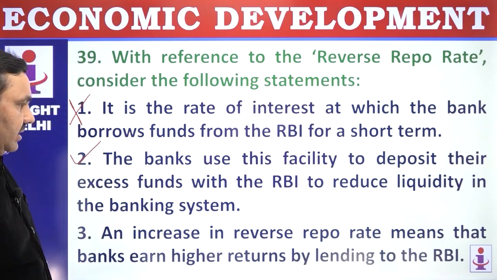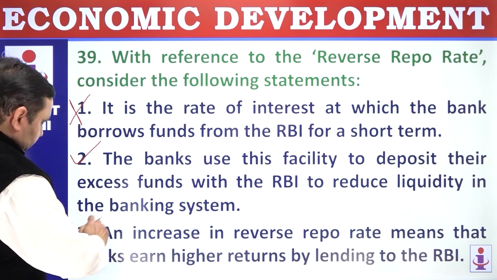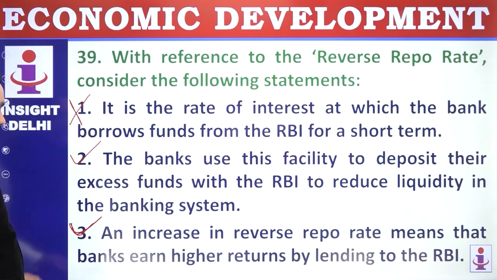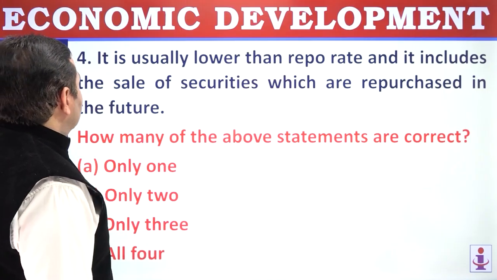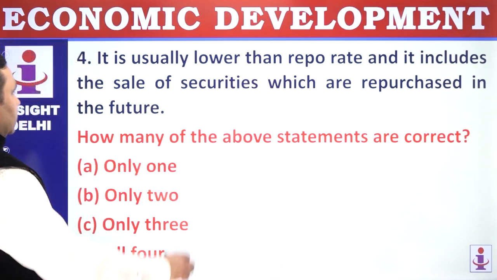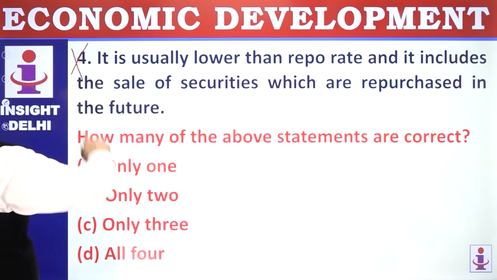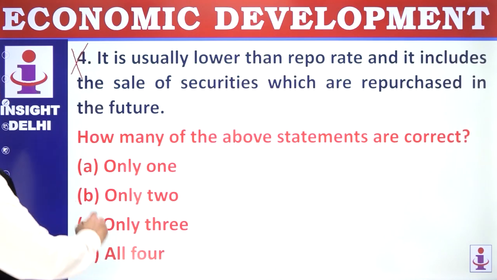An increase in reverse repo rate means that banks earn higher interest, high returns by lending to RBI. That's correct because surplus fund which is lying in your coffers, you can lend to RBI for the time being. 2, 3 are correct. It's usually lower than repo rate. It includes the sale of securities. Lower than repo rate, but there is no sale of securities here. It's wrong. Only 2 are correct. 2 or 3.